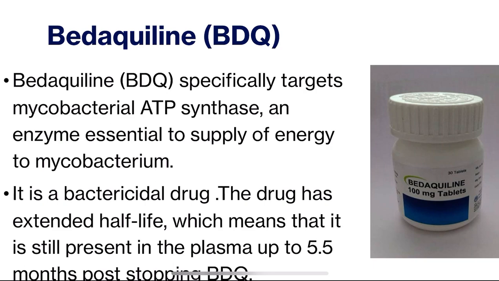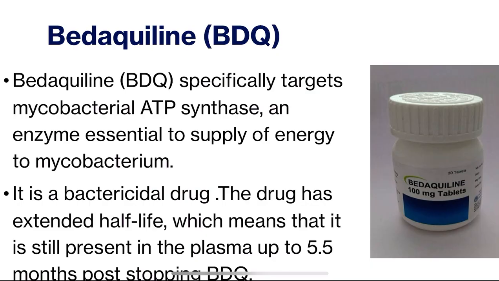Then we move further to bedaquiline. Bedaquiline, the abbreviation BDQ, specifically targets the mycobacterial ATP synthase, which is an enzyme essential to supply the energy to mycobacterium. So once the energy is not supplied, the bacteria die. So bedaquiline will target the ATP synthase, which is responsible for providing the energy to mycobacterium.